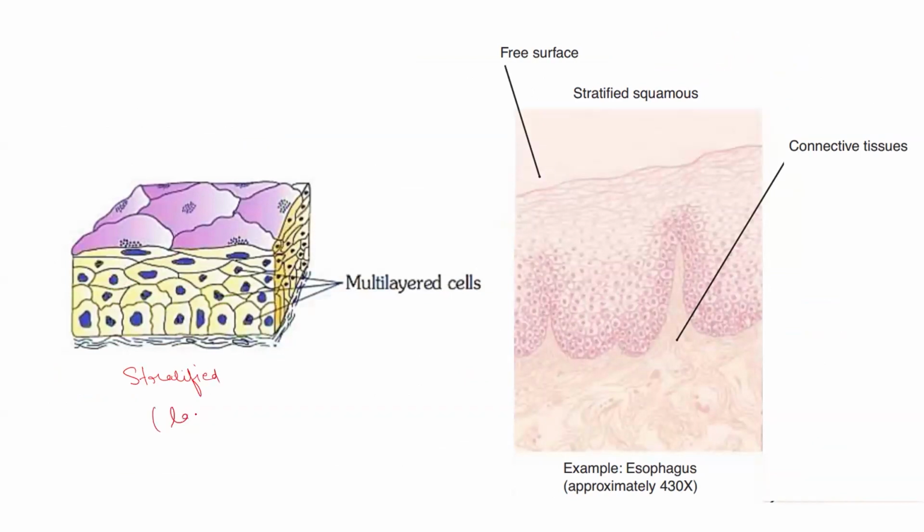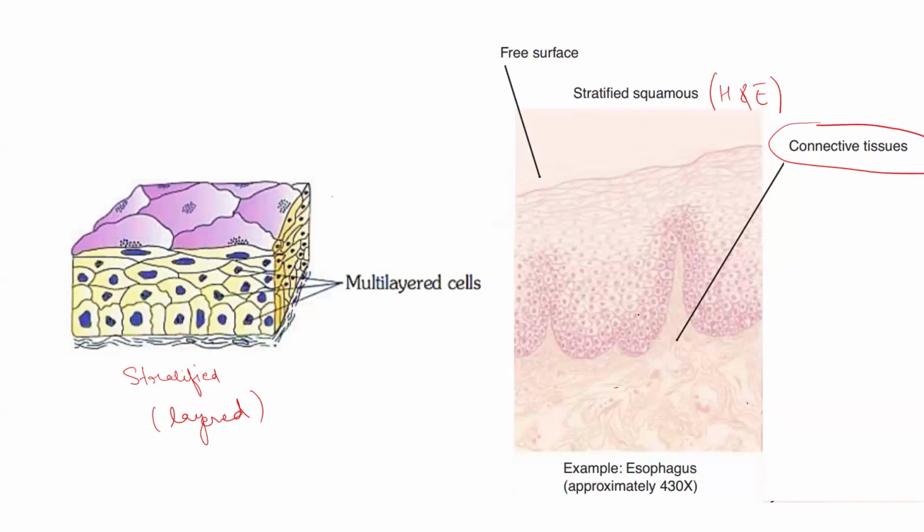That is layered, because it consists of multiple layers of cells, one above the other. So this is an example. This figure shows an H&E, that is hematoxylin and eosin stained image, which we visualized under the microscope. You can see here that the epithelial tissues, as I mentioned, are provided with blood supply with the help of the connective tissue which is present beneath them.